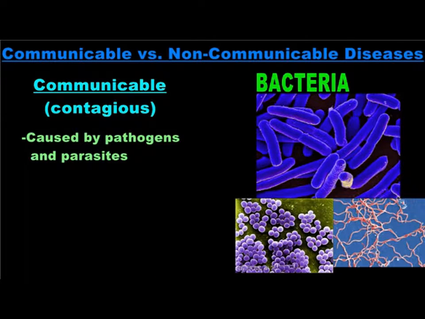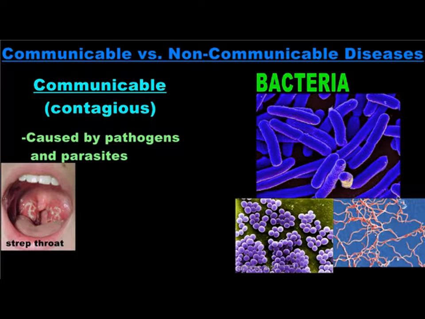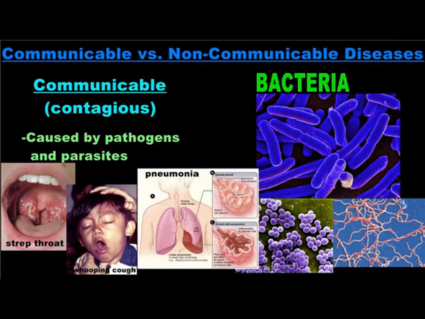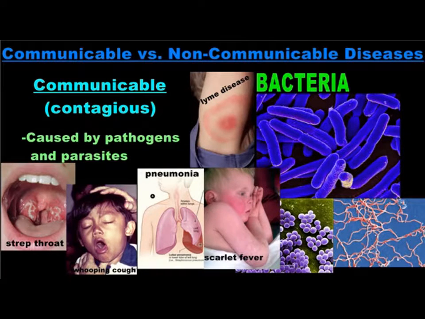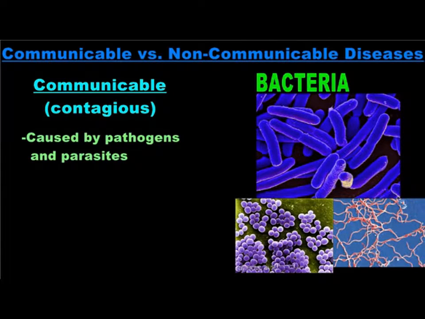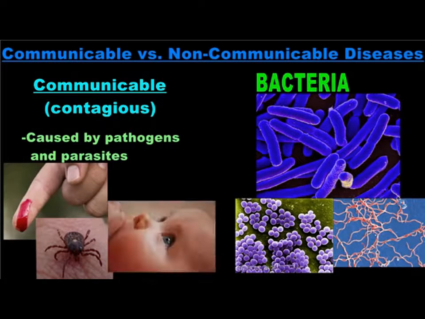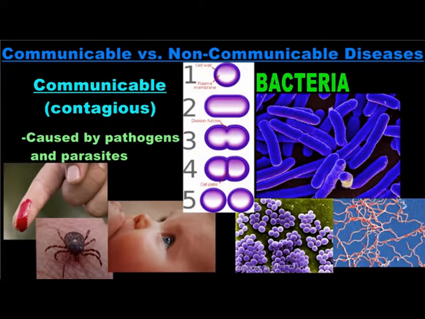Some examples of diseases that are caused by pathogenic bacteria include strep throat, whooping cough, pneumonia, scarlet fever, and Lyme disease. Pathogenic bacteria cause infections when they enter your body either through a cut, insect bite, or through mucous membranes such as your mouth, nose, or eyes. The bacteria reproduce inside your body, and many give off toxins that damage cells and make you sick.